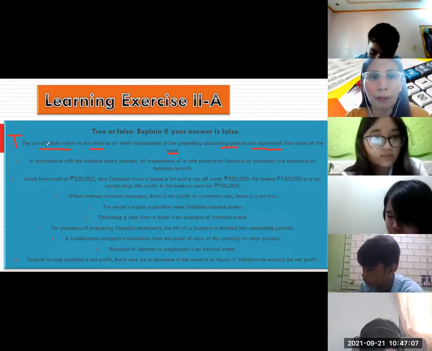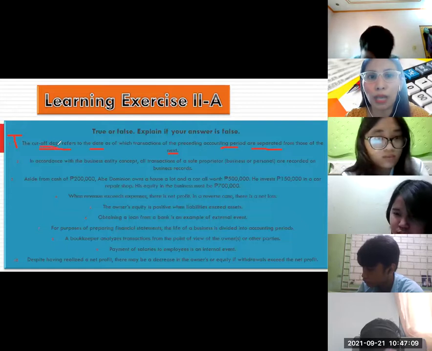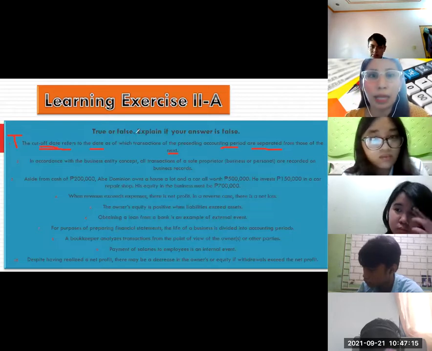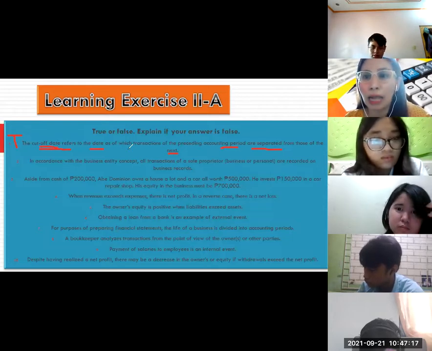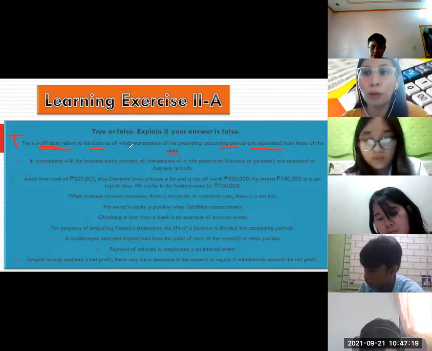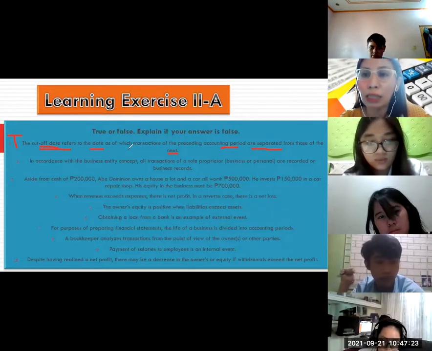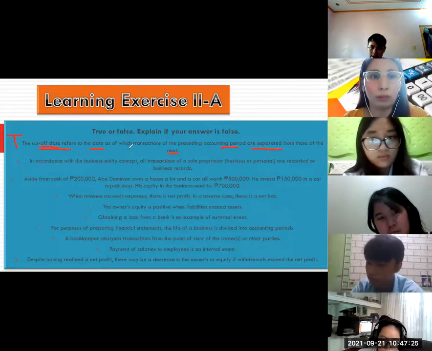Okay. Laging separate. Yun yung purpose ng accounting period. Diba? Merong monthly, mayroong quarterly, and then yearly or annually. Ayan. Siniseparate yung lahat ng mga amounts or mga events or transaction on that accounting period alone.